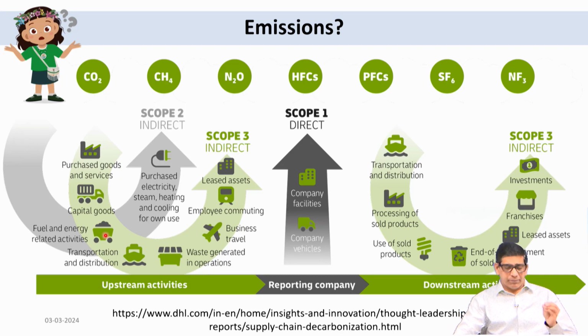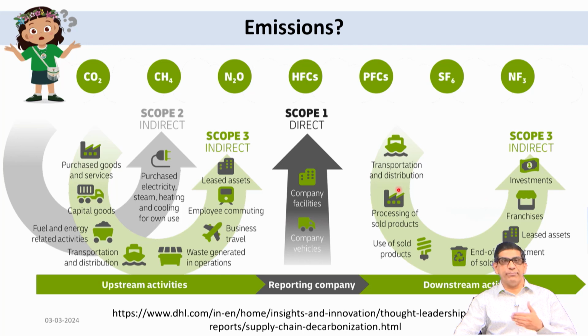You start from purchased goods and services, capital goods, transportation, waste generation as part of the operational process, business travel, employee commuting, and leased assets. So each and every aspect in the upstream activities, we try to capture. Similarly, in the downstream as well.